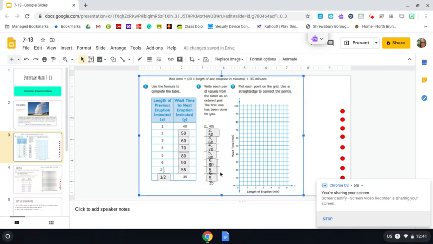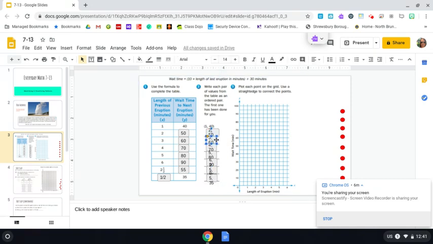Okay, I'm going to just drag these little boxes to make it look a little bigger because I think it's hard for you to see. That's better. Just give me a sec here. And then you can see we just did number 2 where it says write each pair of values from the table as an ordered pair. So these are ordered pairs. And the first one's done for us. Now number 3 says plot each point on the grid. Use a straight edge to connect the points. Well, we have a little trouble on the computer doing that, but if you just plot the points, that's fine.